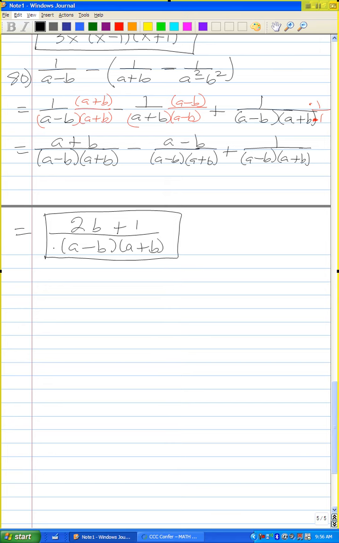Okay. Let's see if there are any more questions here. Oh, that's it for this section. Okay, so that's it for this section.